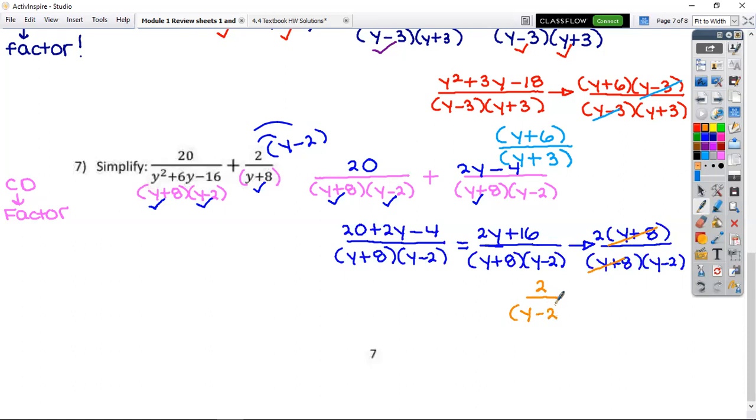And again, you are not permitted to cancel those 2's because you can't break up that binomial. So final answer right here.